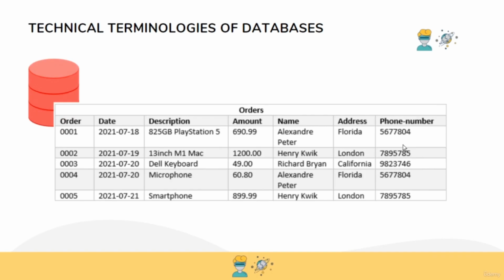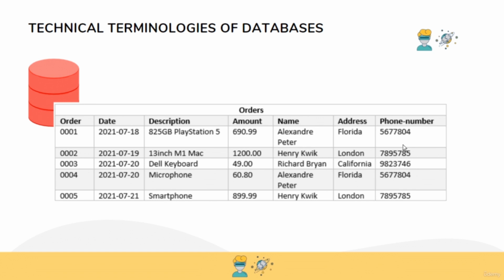Look at this table of orders on your screen. We have all the information here. The name of the person who made the order. The first one was Alexandra Peter. Address of Alexandra Peter is Florida. The phone number is 5677804. The amount that he paid for the 825 gigabytes PlayStation 5 is $690.99. It was on 18/7/2021, and it was the first order. Cool. We have all the names.